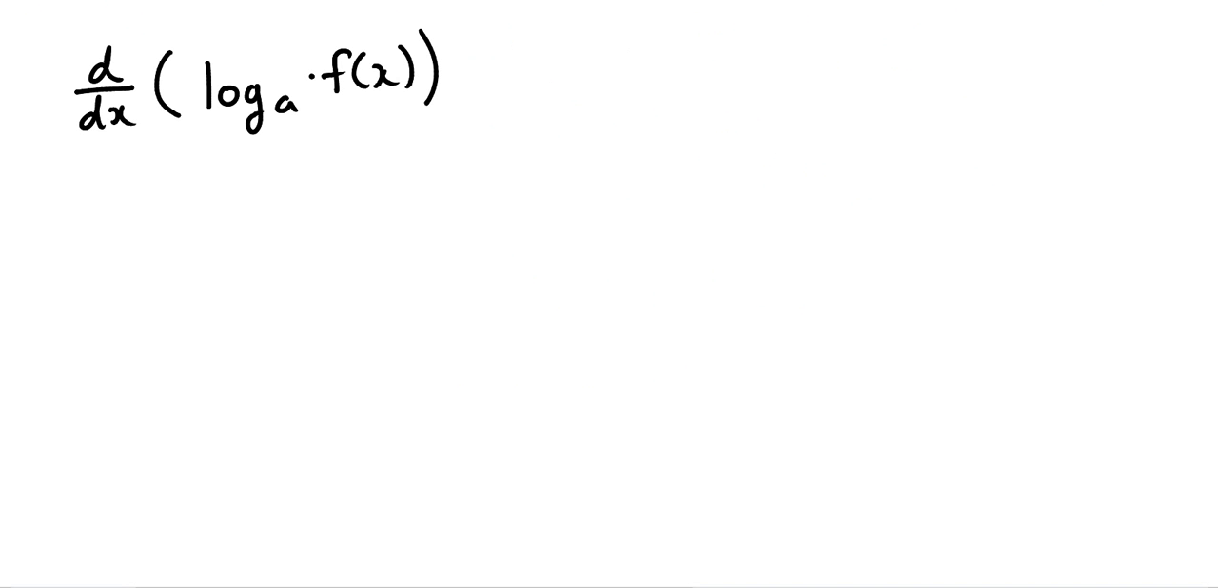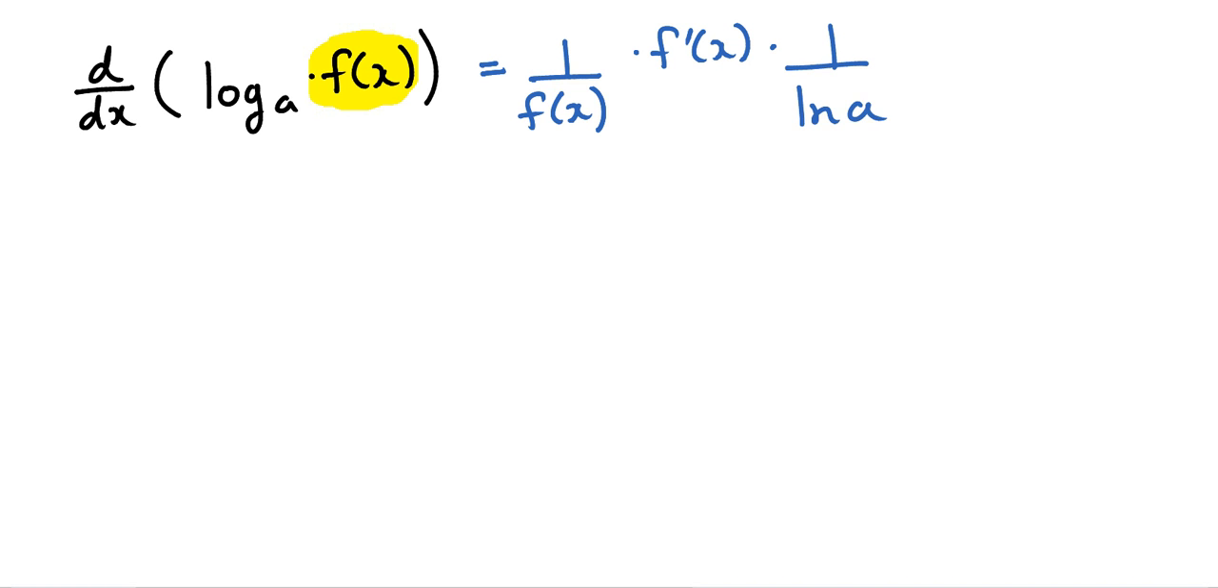Alright, so this is slightly different from the previous example because the previous example just had x for this part right here, but I want to take the log of any function. And if I want to take the log of any function here, according to the reference sheet, this is going to be 1 over f of x times f prime of x times 1 over ln a. Okay, so for this final example here, we'll go ahead and derive this, and we'll finish off with the final example, and then we'll call it a day.